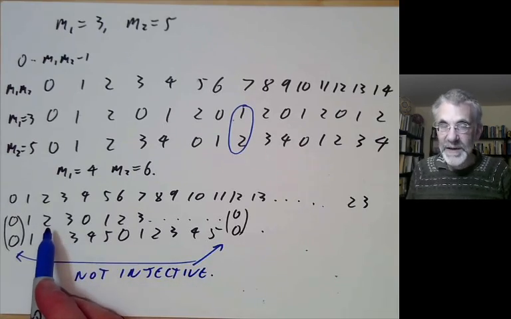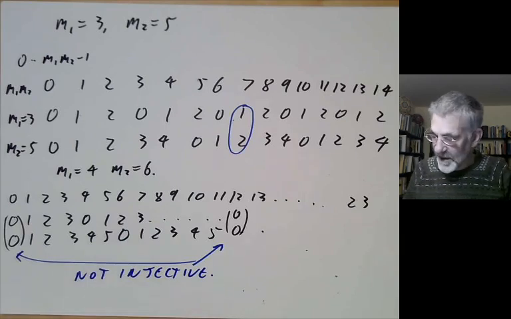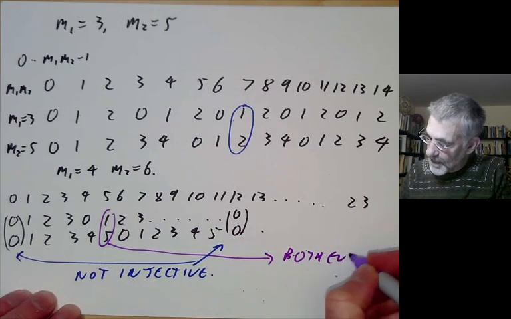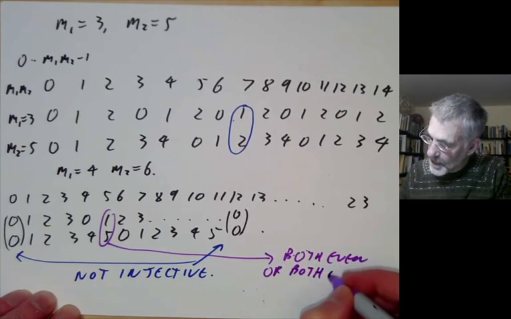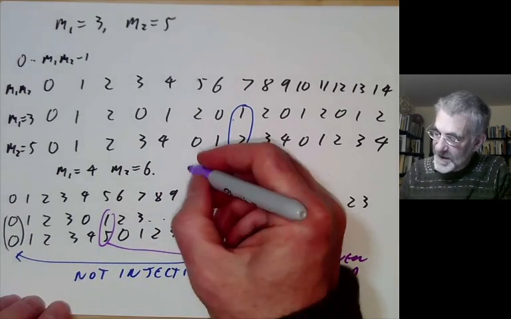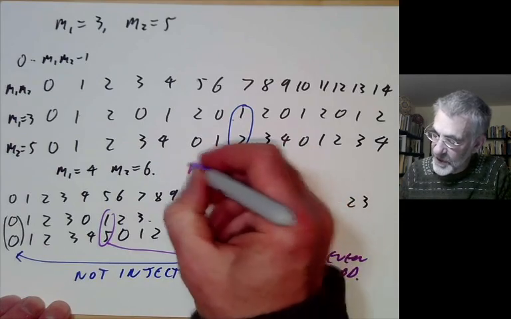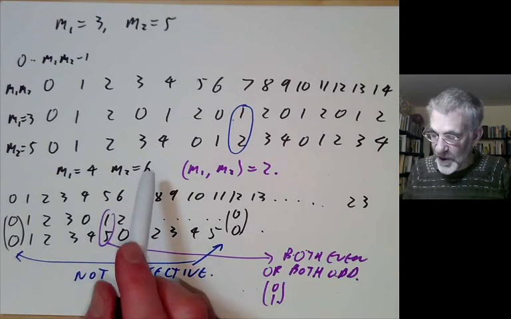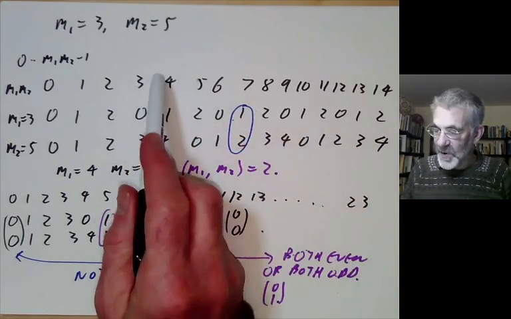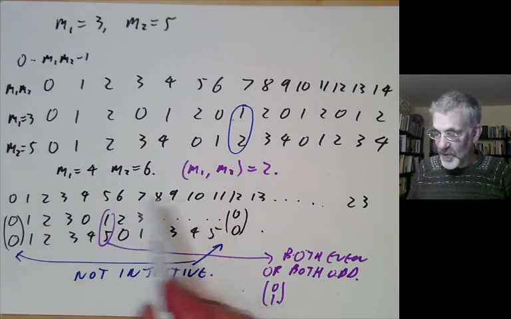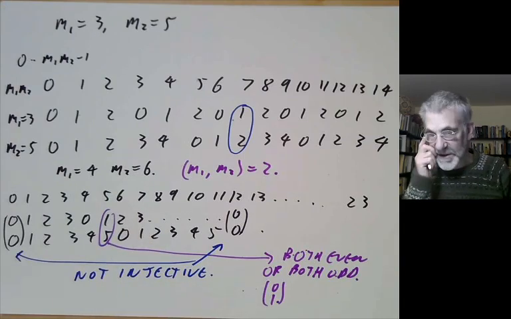Similarly, the map isn't surjective, because you notice that every pair we get here, so if we pick any pair here, you notice the elements are both even or both odd. So we never get the pair 0, 1, for example. And the problem here is caused by the fact that M1, M2 are not coprime, obviously of highest common factor 2. So if M1 and M2 are coprime, we get a nice bijection between numbers modulo M1 M2 and numbers modulo M1 times numbers modulo M2. If M1 and M2 are not coprime, then this map is neither injective nor surjective, and we don't get a Chinese remainder theorem.